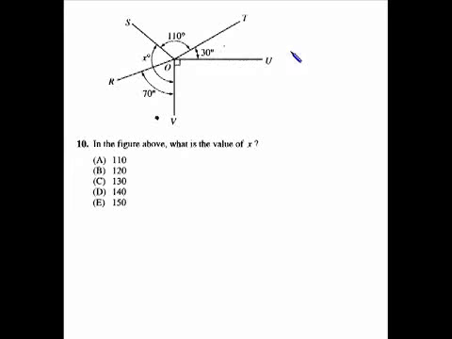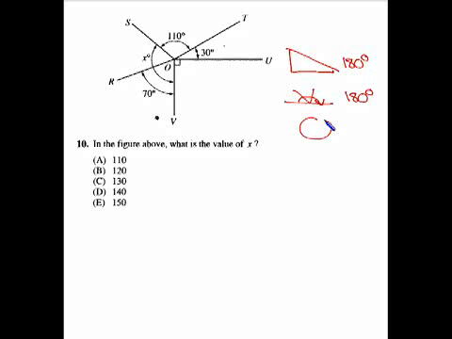There are only a few things you need to remember about angles for the SAT. In a triangle, the three angles add up to 180 degrees. In a straight line, the angles also add up to 180 degrees. And finally, in a complete rotation or circle, the angles add up to 360 degrees.